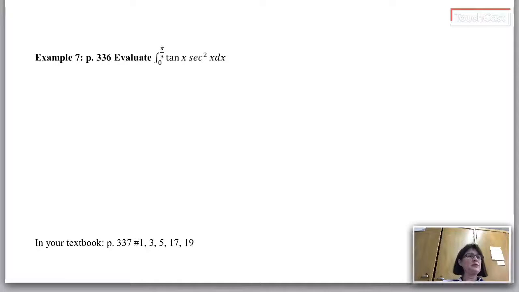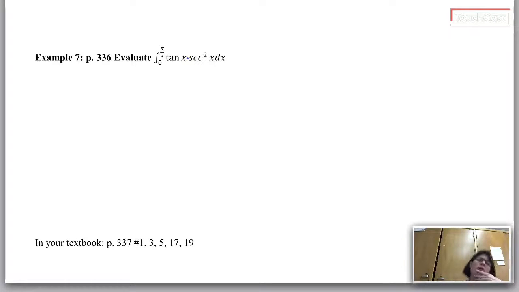So one more example, and then we'll get to do lots of practice in class and lots of practice getting ready for the AP test. Just notice that you can still use integration by substitution to evaluate a definite integral. So here, this is the integral from 0 to pi over 3 of tangent x times secant squared of x dx. And I notice that I do, in fact, have a multiplication in my integrand.